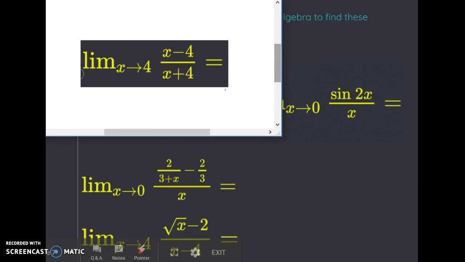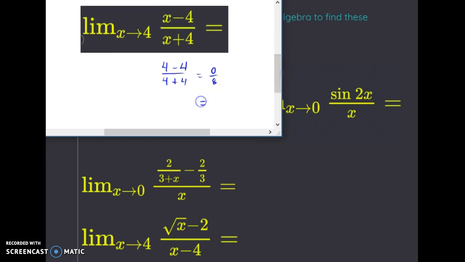Okay, so here's the first one. The limit as x approaches 4 of (x minus 4) over (x plus 4). If I plug a 4 into this function, I get (4 minus 4) over (4 plus 4), which is 0 over 8. Well, there's nothing wrong with 0 over 8. I can just divide 0 by 8, and I get 0.